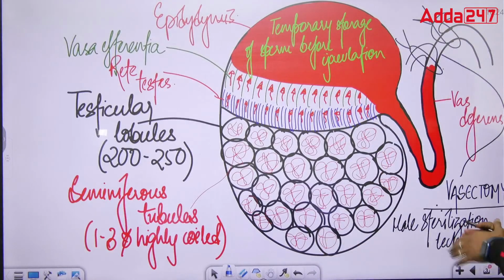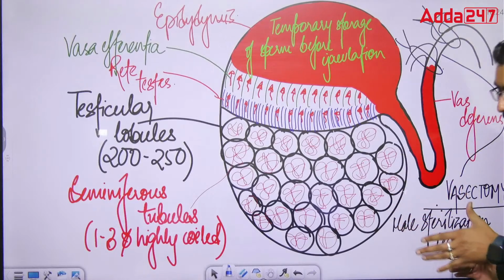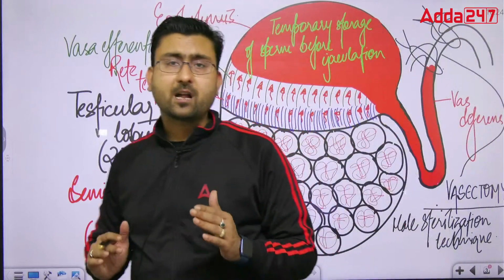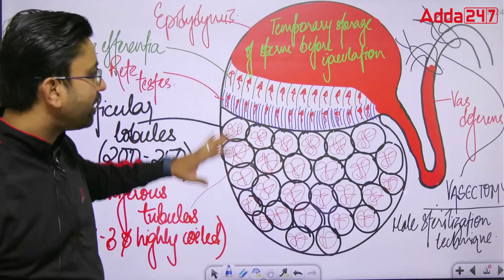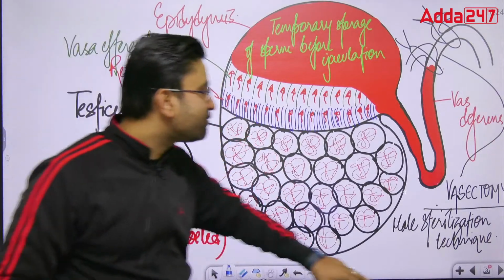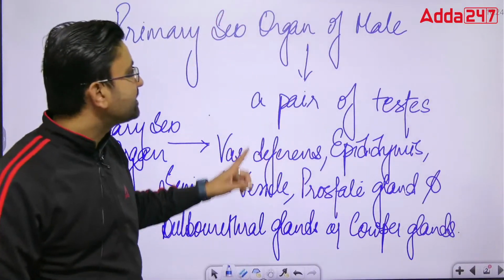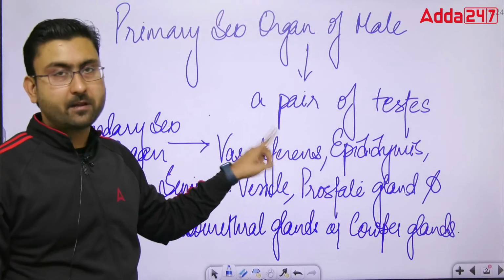So this was, in short, the production of male gamete from the testis. And testis is what? It is the primary sex organ present in the male.